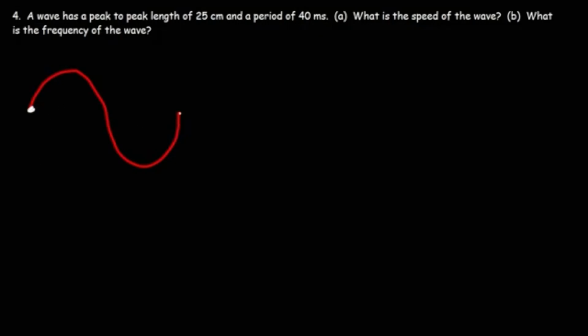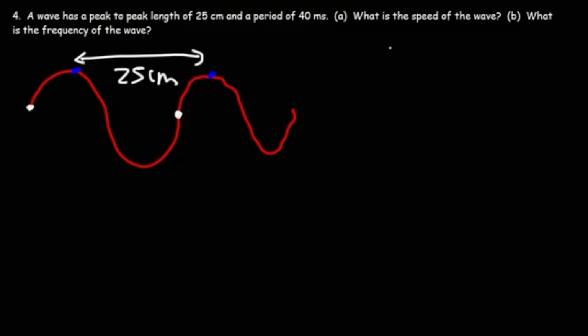So this is one cycle of the wave. But if we continue it, now we have a second cycle. You could find a wavelength between these 2 points, or from one peak of the wave to the other peak of the wave. So that peak to peak distance, that's the wavelength. So we have a wavelength of 25 centimeters.